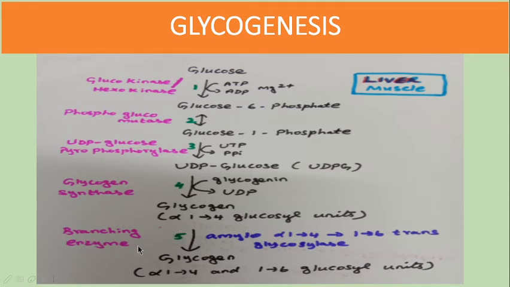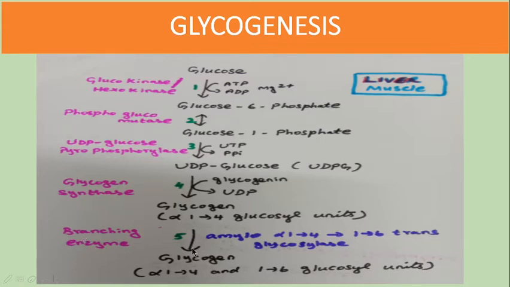Next, the branching enzyme amylo 1,4-1,6 transglucosidase will establish a branch point. It will transfer 5 to 6 residues from one chain of glycogen with alpha 1,4 linkage to another position, establishing a new branch point with alpha 1,6 glycosyl units.